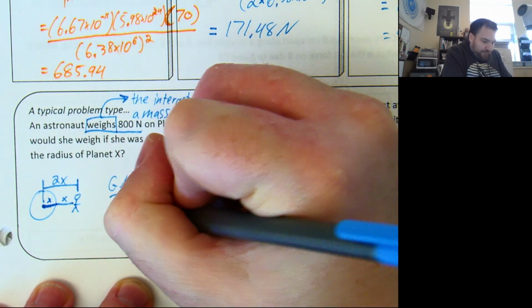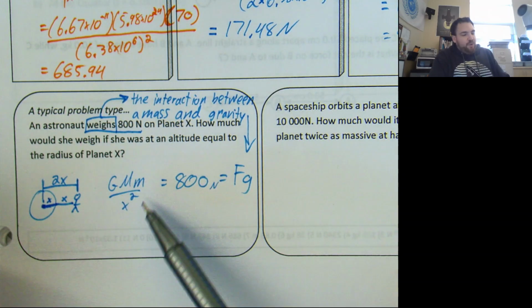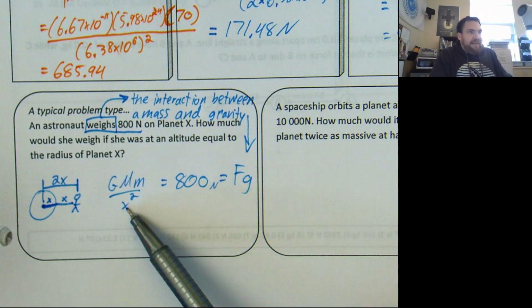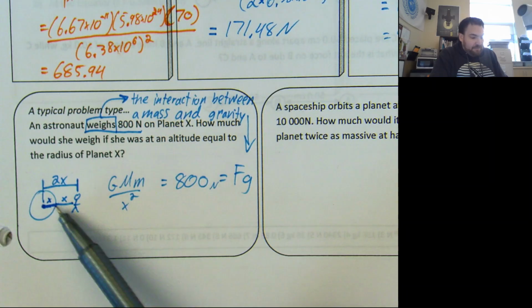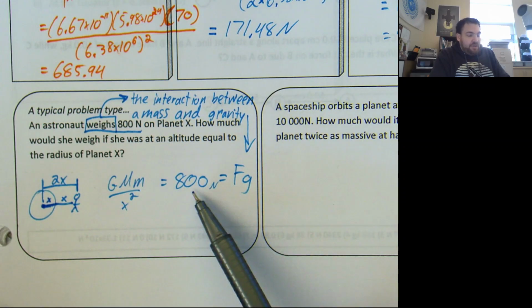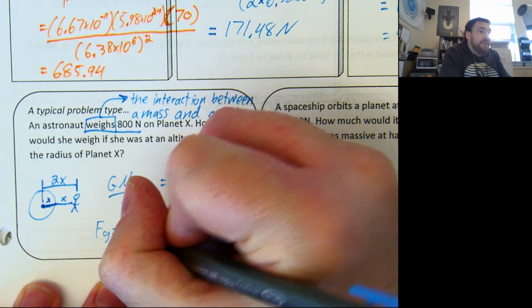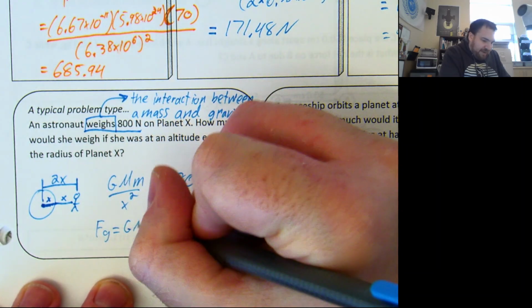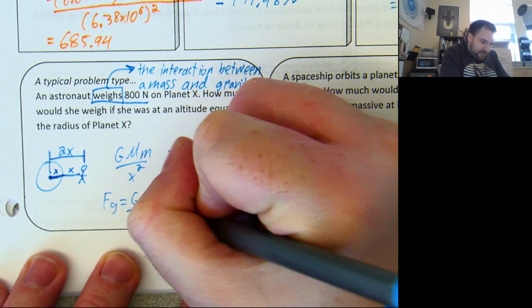GMM over X squared. We don't know what the mass of the planet is. We don't know what her mass is. We don't know how big the planet itself is, but we do know that regardless of these three values at the surface, or a distance X from the center to the surface, she has a weight of 800 newtons. So the question is going to become, what happens when we double this? So let's double this. We're going to get GMM. Now, instead of over X squared, it's going to be over 2X squared.